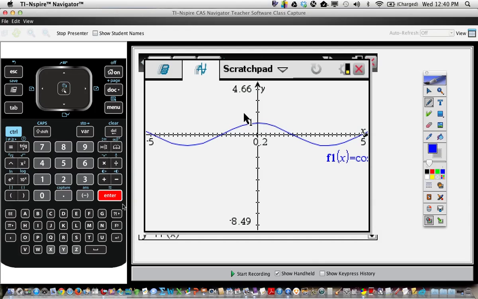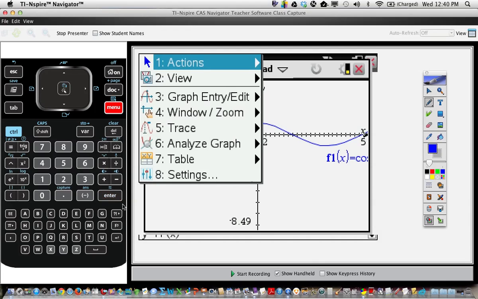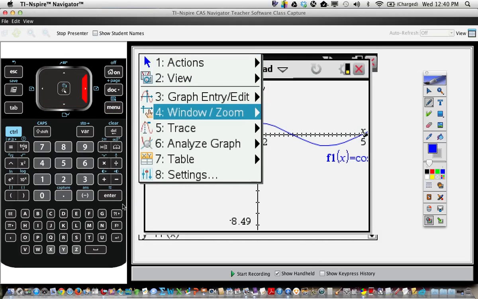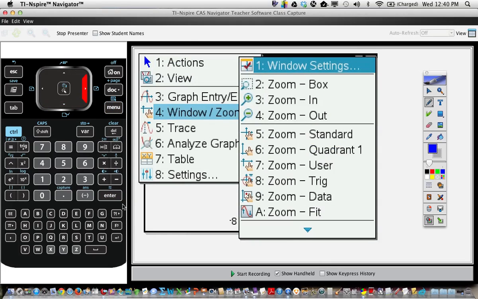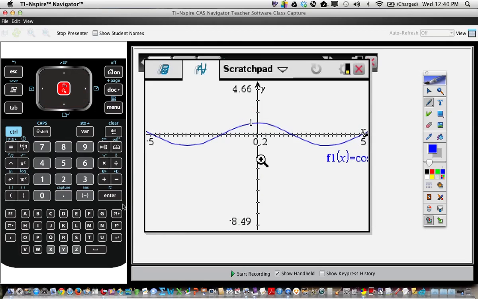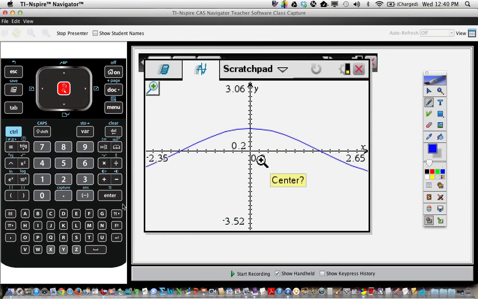So here's what you do. You go to menu, and there are a lot of ways to do it, but a quick way here: go to window zoom, go to zoom in, hit enter one time. Now you get this little magnifying glass with a plus in it, and it asks you for the center. So you use your trackpad to put that right on the point 0, 1, or real close. You just move it with your finger a little bit.